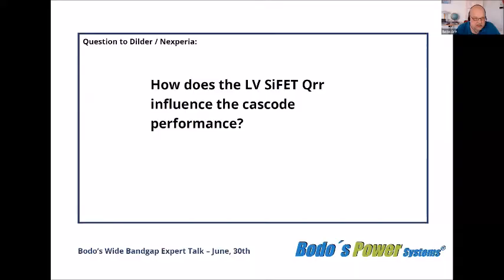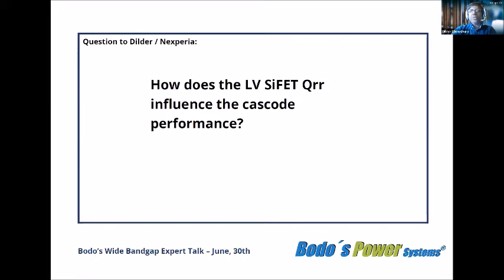So a question to Didier from Nexperia. How does the low voltage silicon FET's QRR influence the cascode performance? Okay, I understand where the question is coming from. The low voltage silicon FET that's used in a cascode, being silicon, has got a QRR, but how does it influence the cascode performance?